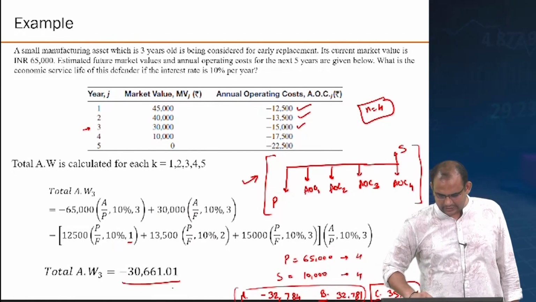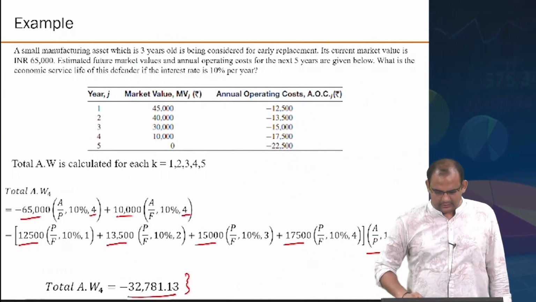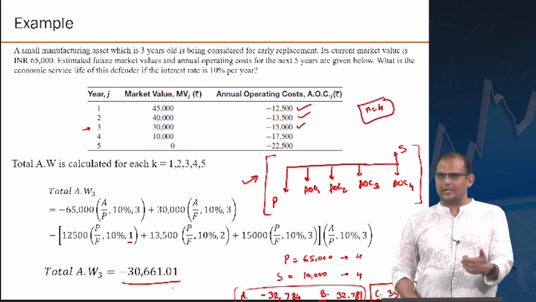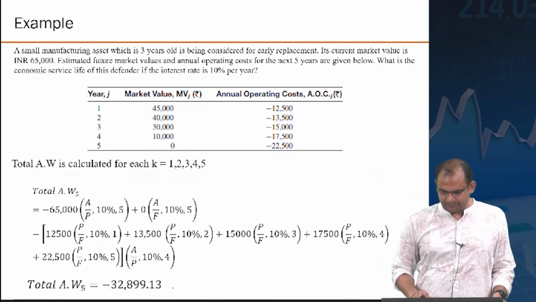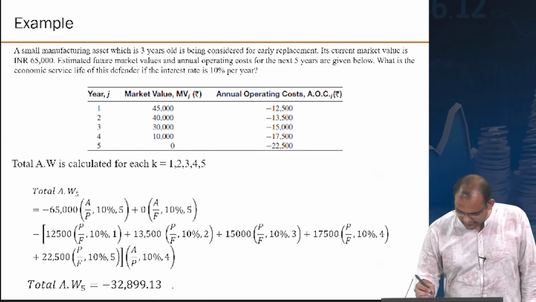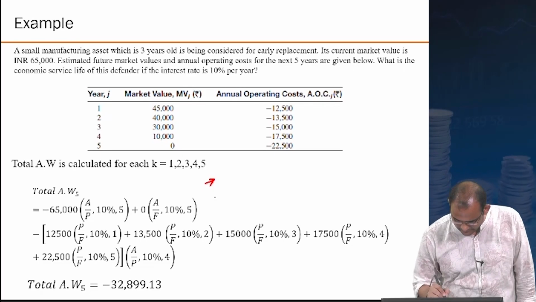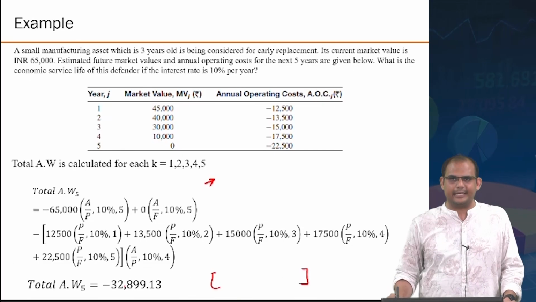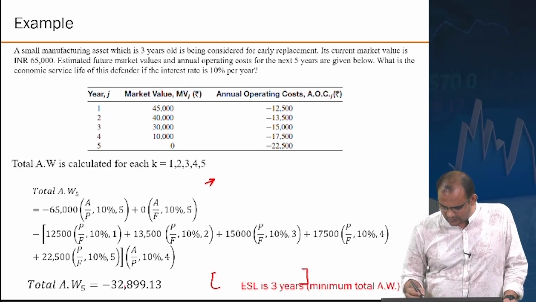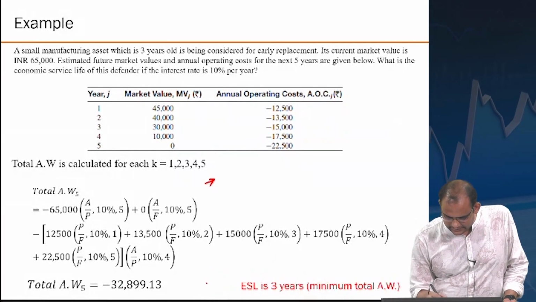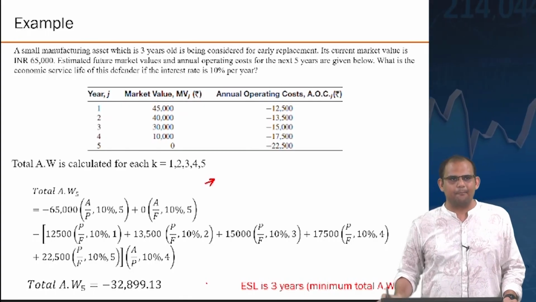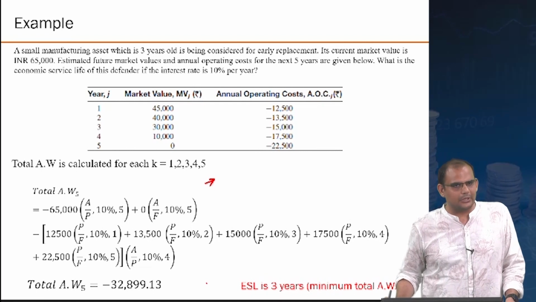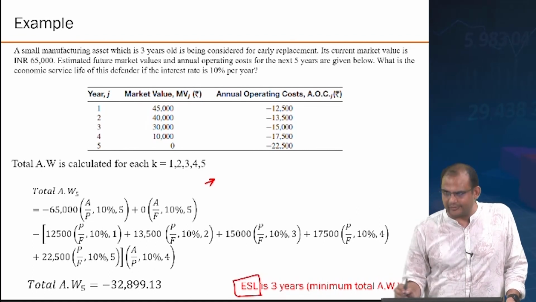We see that cost is starting to increase, right? Compared to the n equals 3, it's starting to increase. And then finally, when you do the calculation again for n equals 5, you will get an answer like 32,899. So, since at year 3 you are getting the minimum total annual worth, that is considered your economic service life.